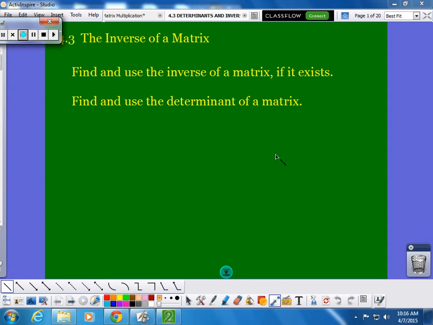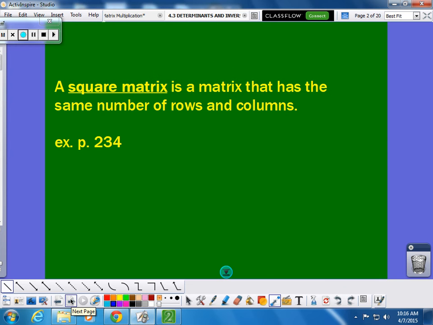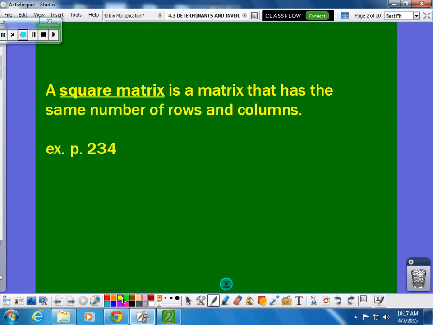Okay, in this lesson we're going to talk about inverses and determinants. First of all, let's define a square matrix. A square matrix is a matrix that has the same number of rows as columns. For example, a 2 by 2, a 3 by 3, a 4 by 4, a 5 by 5, a 10 by 10.